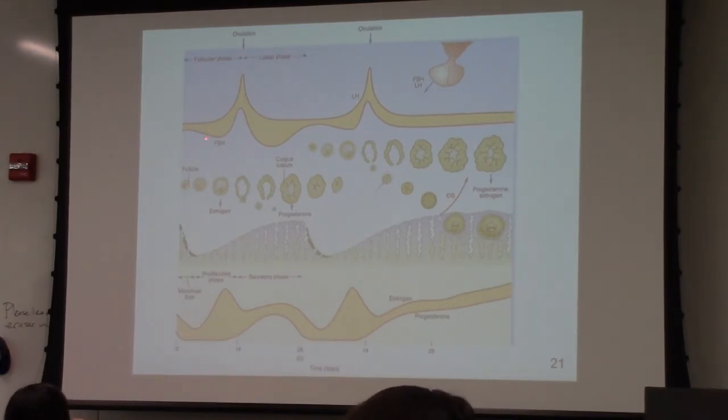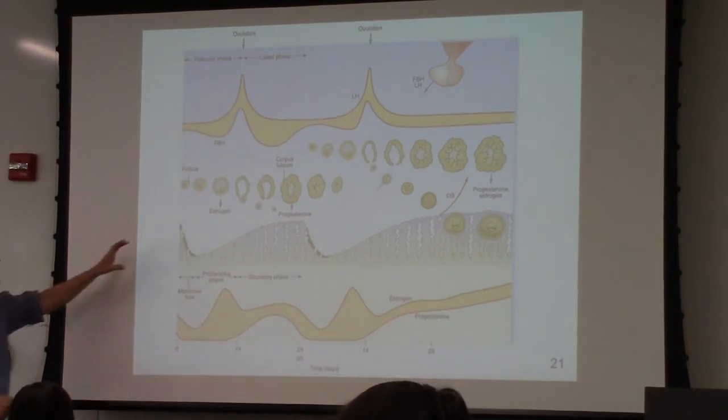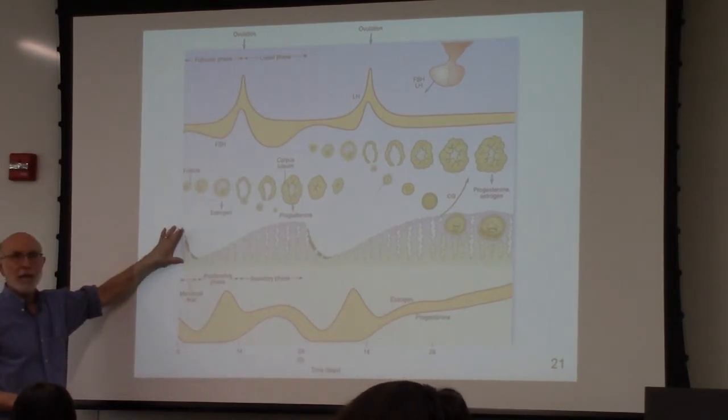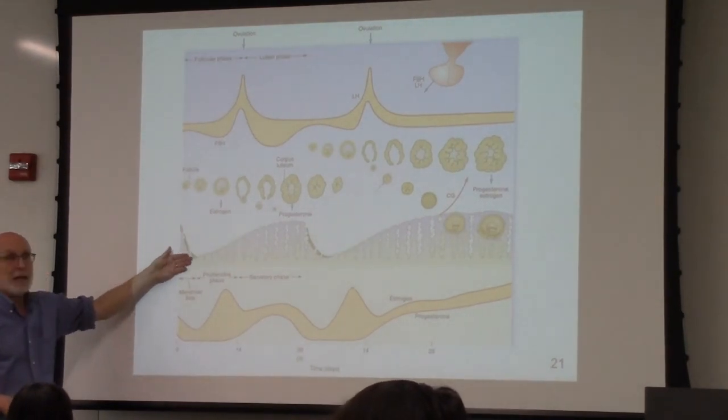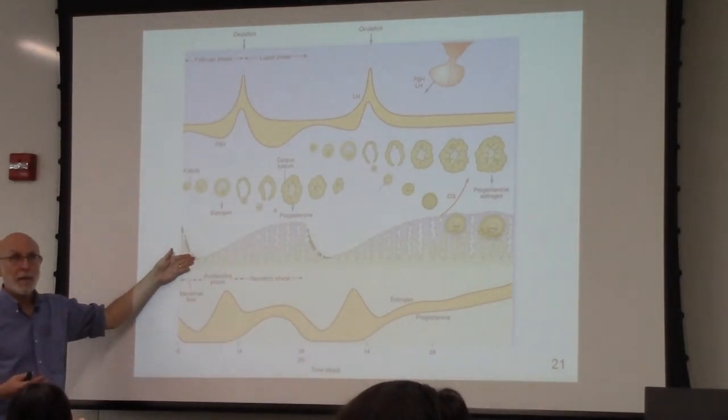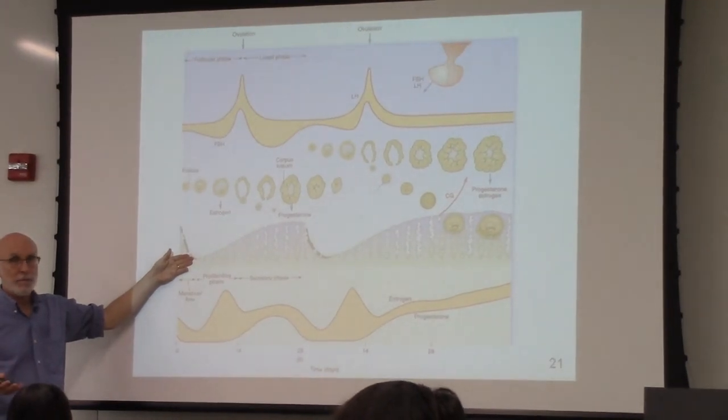LH and FSH are under negative control of the low levels of estrogen. And this part here, which is new, is supposed to indicate the thickness and development of the uterine endometrium. So here the uterine endometrium is degenerating during menstrual flow.